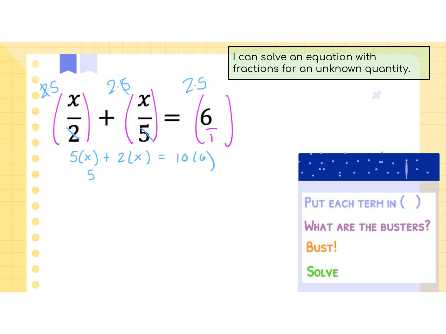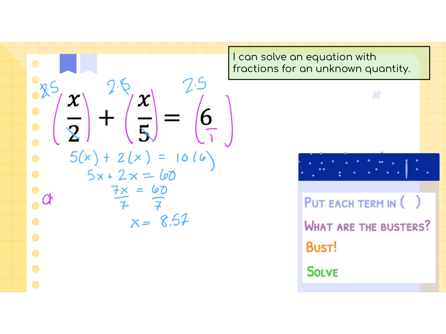So we have 5x plus 2x is equal to 60. We have 7x is equal to 60, and we're going to do some division here. And x is going to equal a very yucky decimal. So what I'm going to ask you to do is round to the second decimal, so 8.57. So now when you put 8.57 into the equation and check it, you might end up with a teeny bit of a difference. But that's why I wanted you to do this.